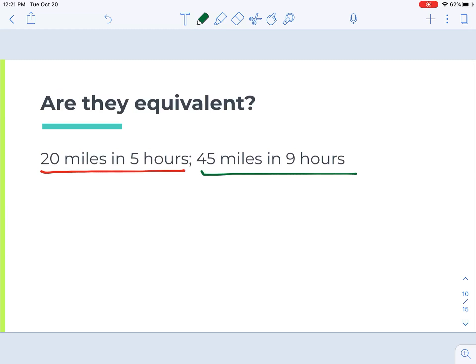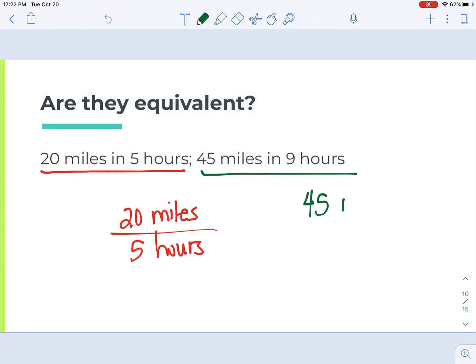All right, let's think about our strategies. So first, let's use that equivalent fractions one that we like to use. So 20 miles, 5 hours. And then over here, 45 miles, 9 hours.